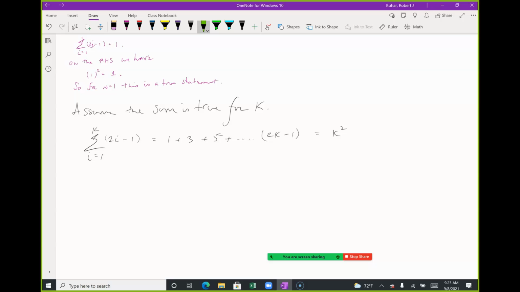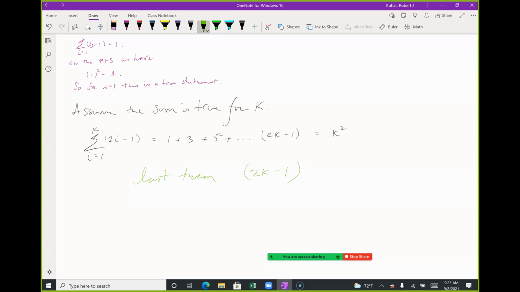So I want to start to think about what my next term is. Because remember, I have to assume this is true for k and show it's true for k plus 1. So I have to be thinking about adding the k plus 1th term, and I have to figure out what that next term is. Look at my last term. The last term was 2k minus 1, but I want k plus 1.